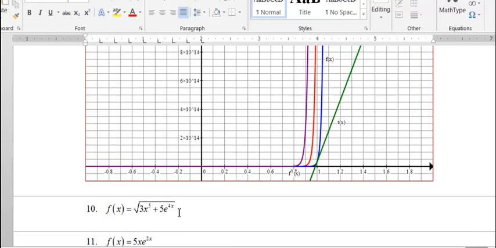For the next video, look at this number 10 here. Write that down now and work on it on your own if you haven't already, and then come back and check it with the next video.